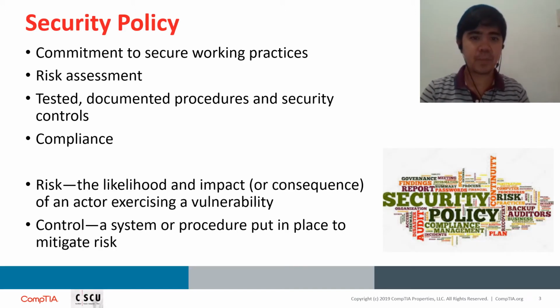Security policy. It is a formalized statement that defines how security will be implemented within an organization. Implementation of the policy should support the CIA triad. First step in establishing a security policy is to obtain support and commitment to the organization. And the next step is to analyze risks to security. By definition, a risk is the likelihood and impact of an actor exercising a vulnerability.